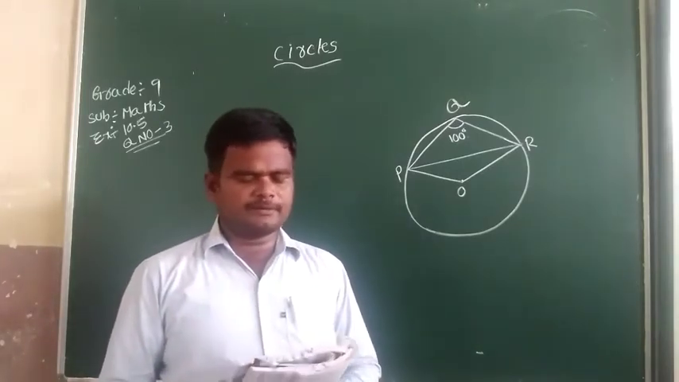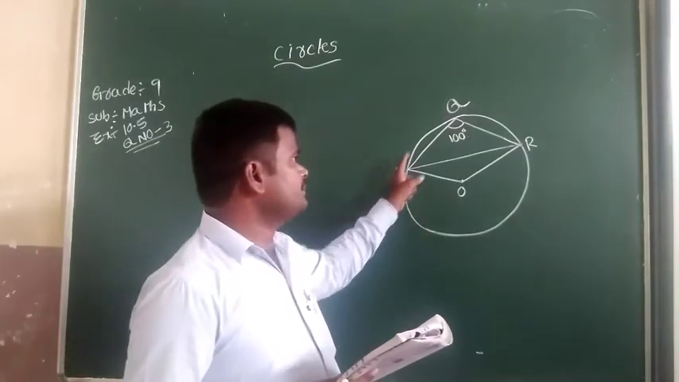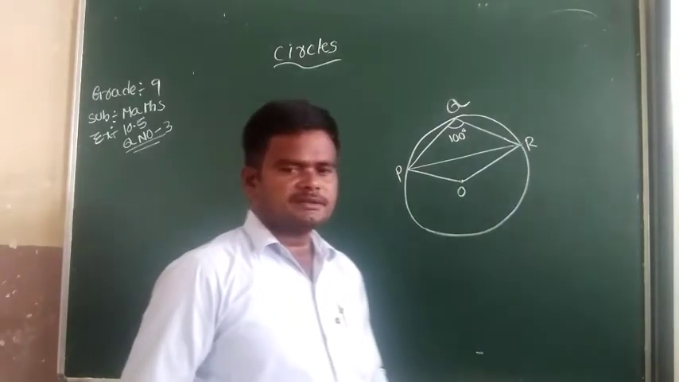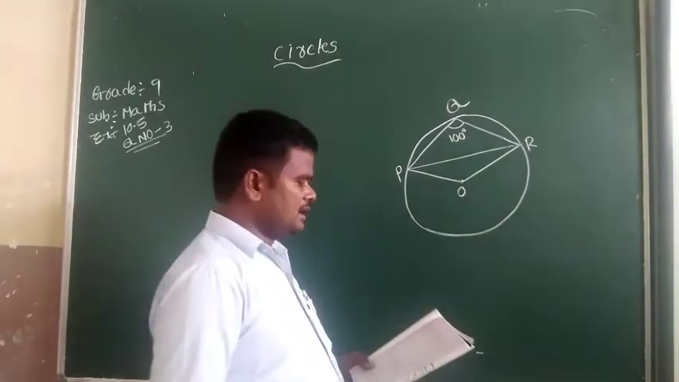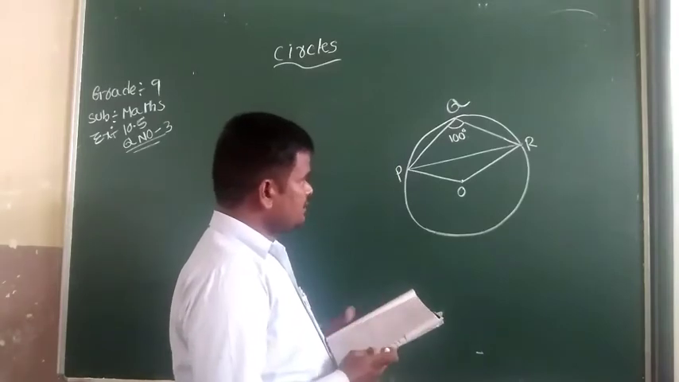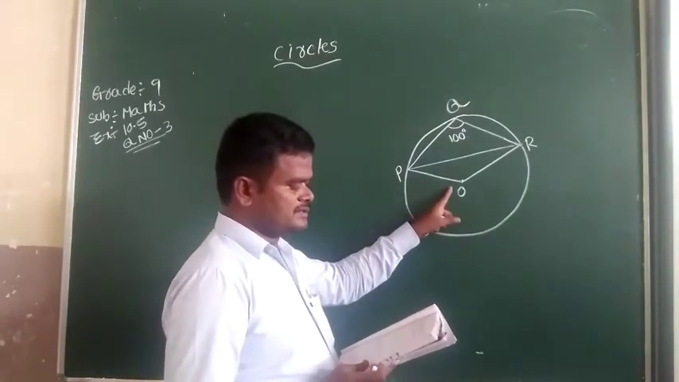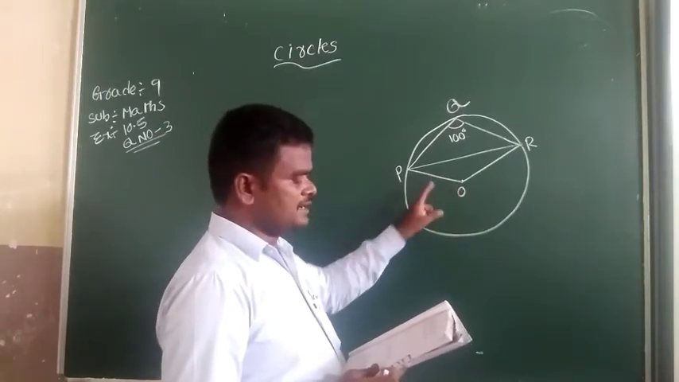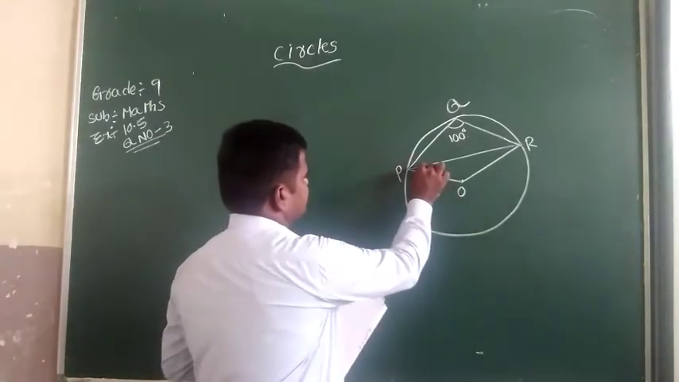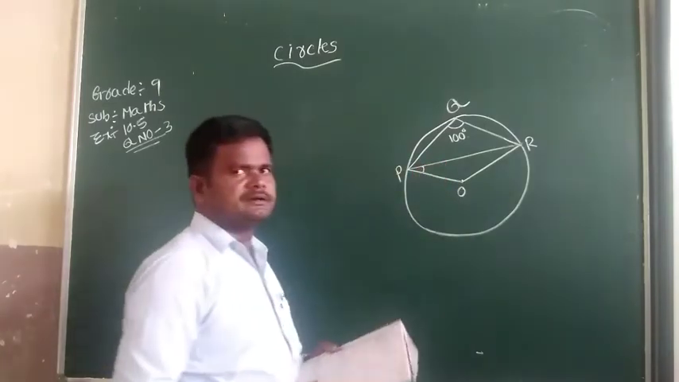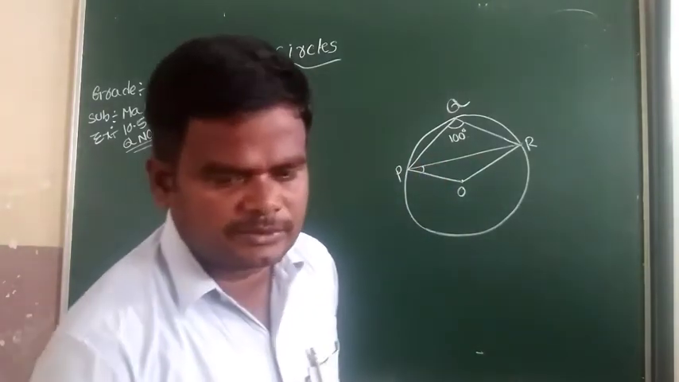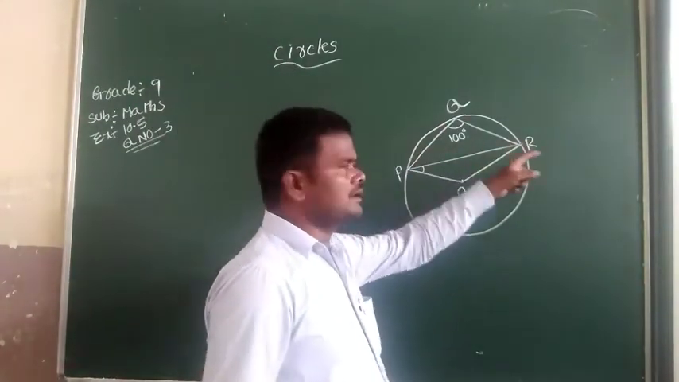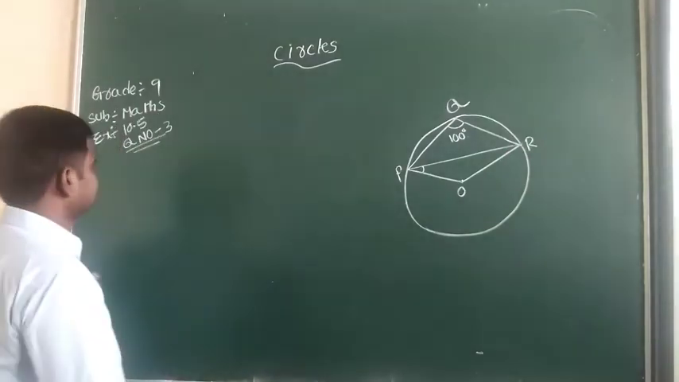So in the given figure, these three points P, Q, R are on the circle, and O is the center. We have to find this angle OPR. So how to find this angle? First of all, what is given? Angle PQR equals 100 degrees.